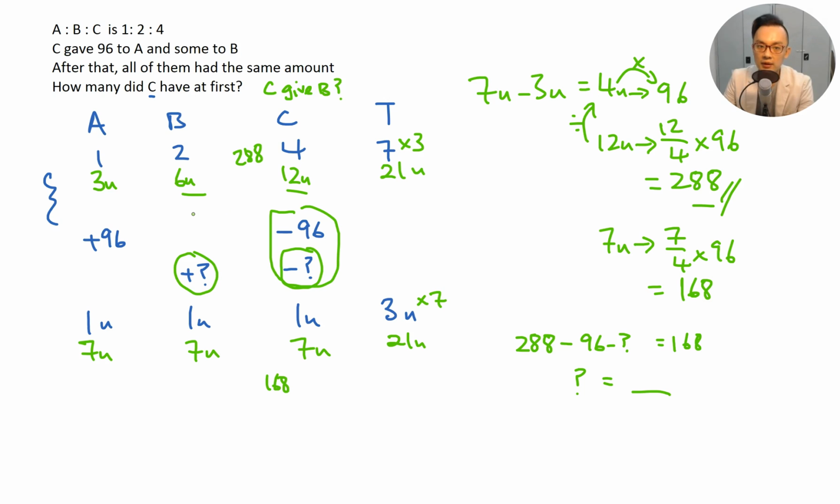Or I can even look at B, right? 6u, 7u. So I know that B received 1 unit. So I know 4 units is 96, then 1 unit is 96 divided by 4. And that's the answer as well. Okay, so there are 2 ways to look at how much C gave to B.